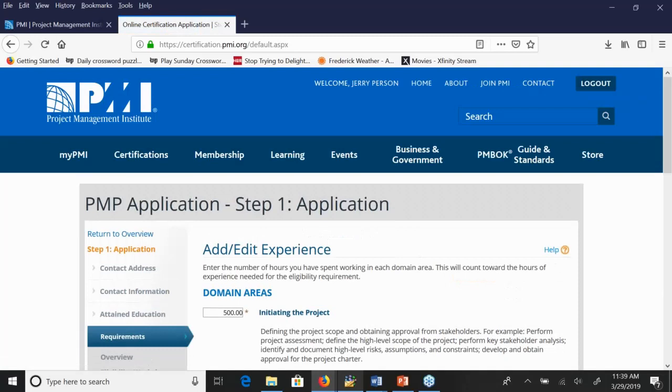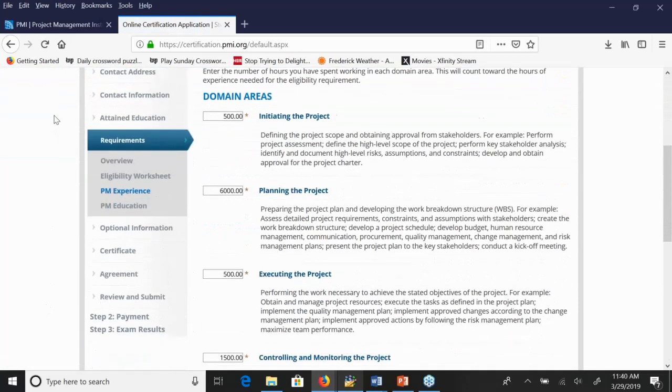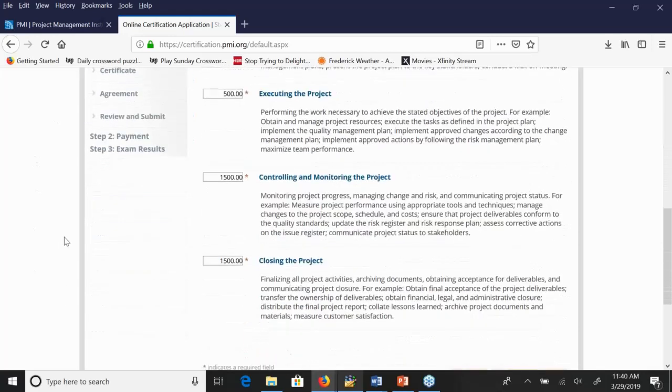And now we're down to filling out the experience domains. I think I missed something. So the contact is provided. Yes, the contact is provided per project. Exactly. Organizational contacts are project by project. Right now we're working on the Acme project, for example. And for the Acme project, we had 500 hours initiating, 6,000 hours of planning, 500 hours of executing, 1,500 hours of monitoring and controlling, and 1,500 hours of closing the project.